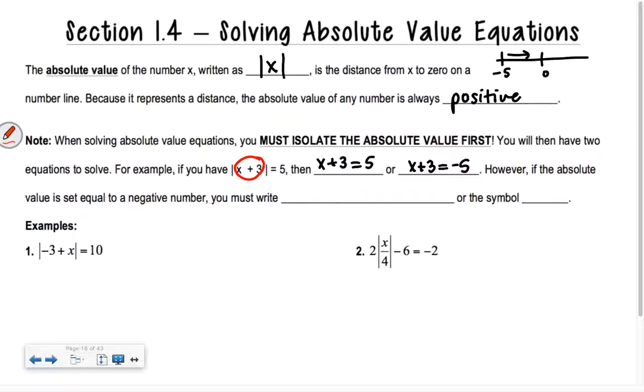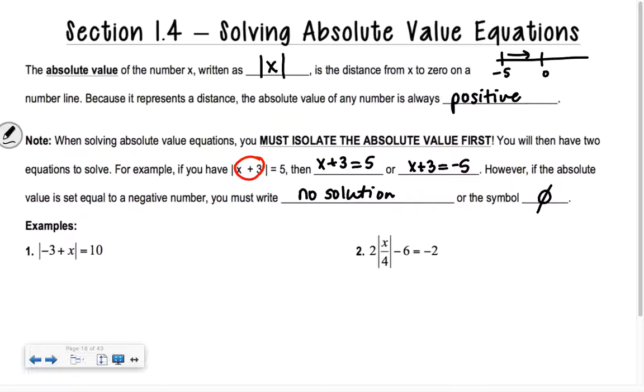So it says, however, if the absolute value is set to a negative number, so if instead I had said something like |x + 3| = -5, can that ever happen? No, you can't take the absolute value of something and get a negative number out. So when that happens, we write no solution, or we use the little symbol, the null set, which means no solution. So you must write no solution in that case, or the symbol. That's why it drives me crazy when people write their zeros like the null set. That's not 0, that's no answer.